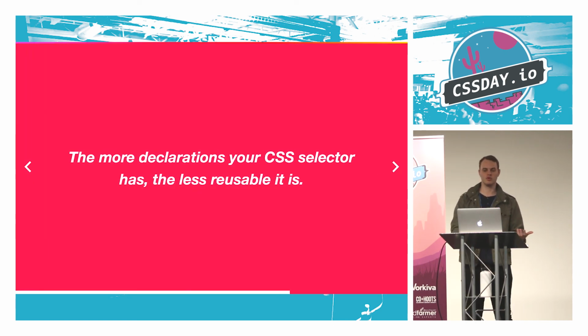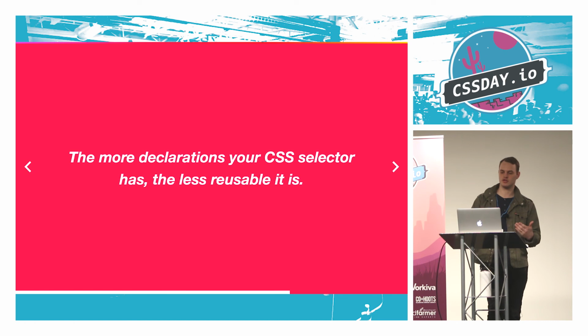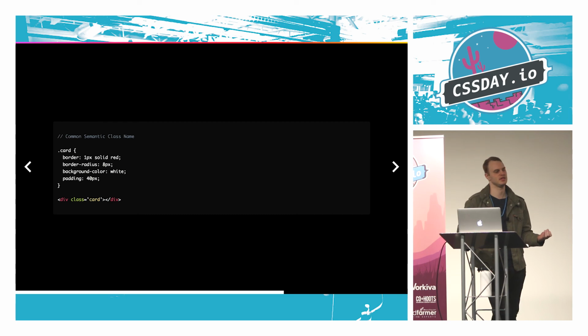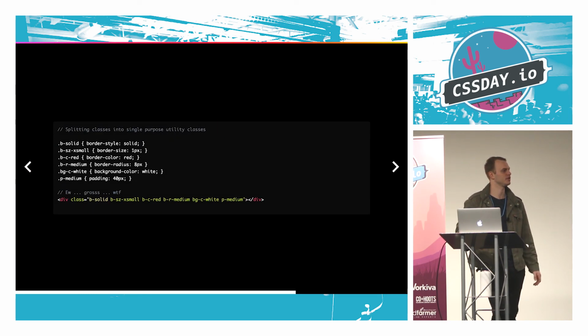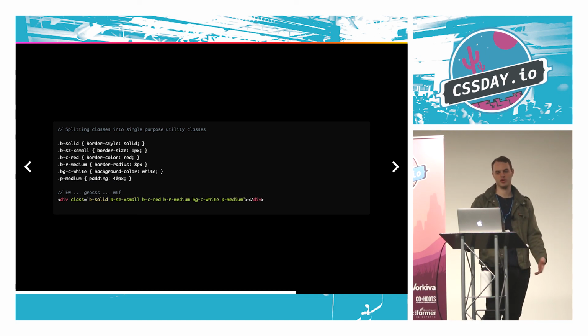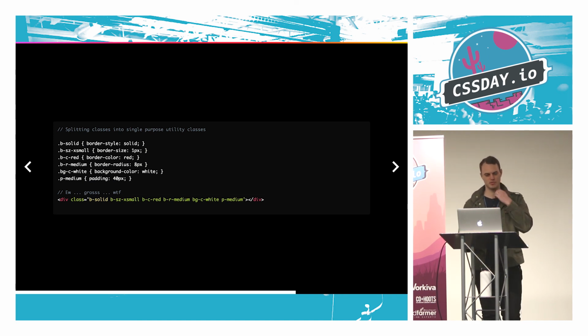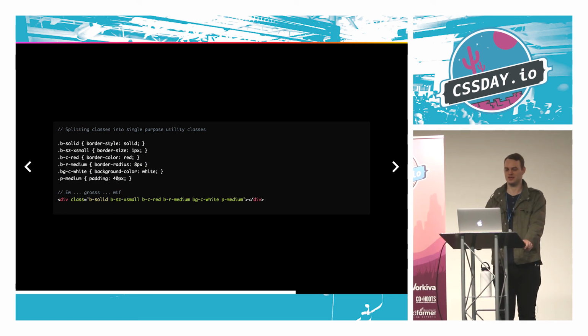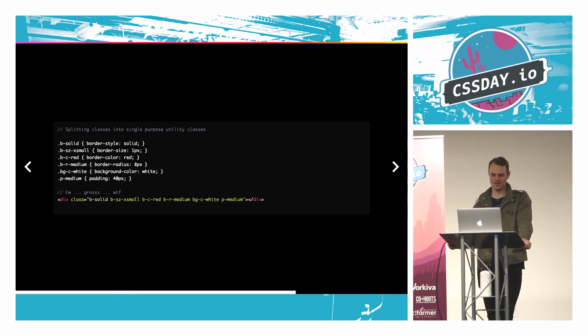And as a rule of thumb, the more declarations your CSS selector has, the less reusable it is. So the more properties that we have like this, we're going to need a specific use case in order to be able to reuse this CSS and not have to duplicate our properties. In contrast, the way that we would accomplish the same style output with single purpose utility classes is breaking them up. As you can see, now we have a class for each property. And in our HTML, we get this pretty nasty looking class structure.